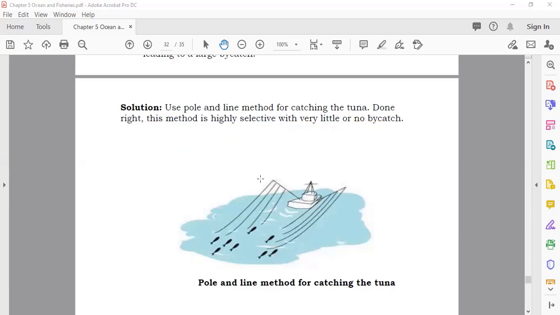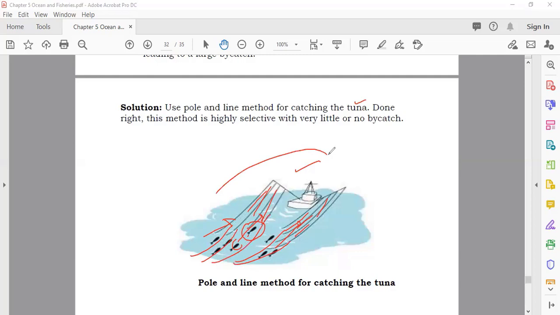It means what you need, you have to keep, and what you don't need, you have to throw. So instead of this, they're saying that if you want to catch tuna fish, use the pole and line method. Done right, this method is highly selective with very little or no bycatch. If you are using this method, what will happen? For example, you are moving like this, so only the big fish will remain in the net, and the others will go out from here.